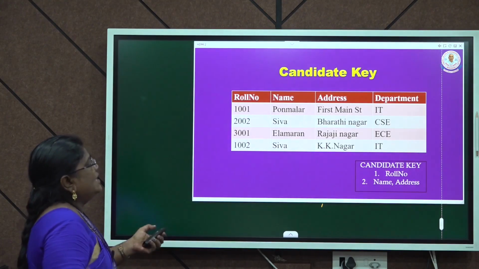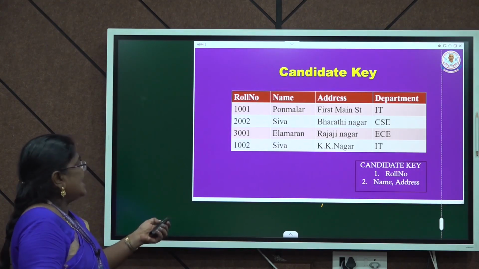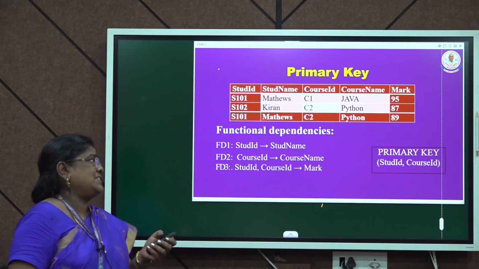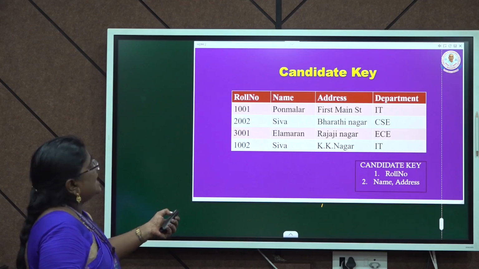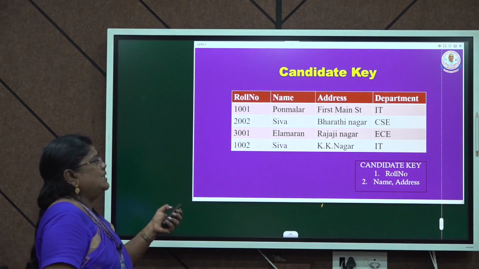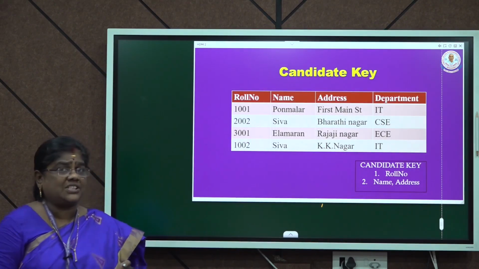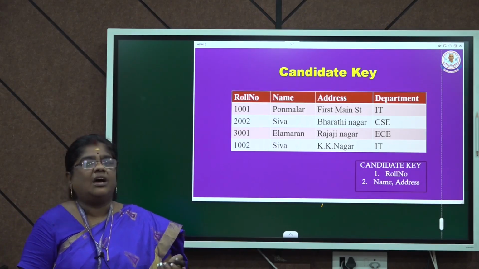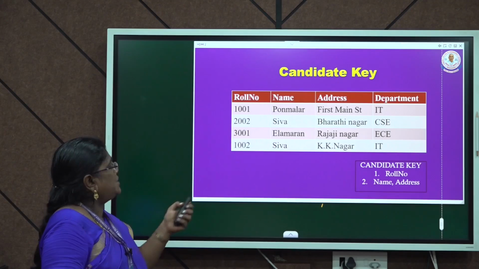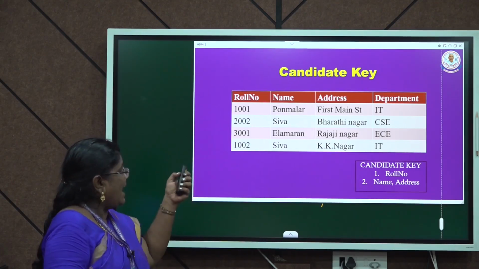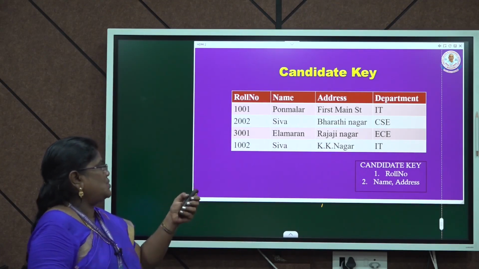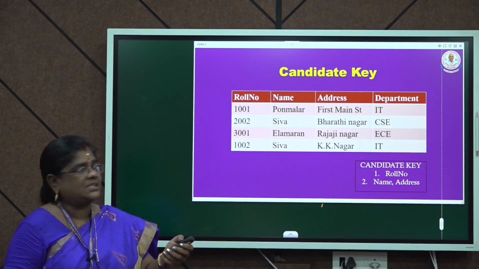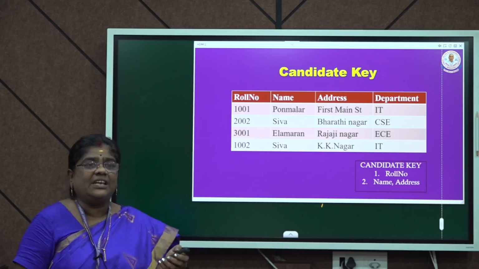Now this is the candidate key. In the previous slide, I told about the stud ID and the course ID for your better understanding. And now I am taking another simple table, we can say a relation in database management system. Relation as well as table are the same only. And the attributes or field names, we have 4 attributes: roll number, name, address and department. And we are going to find the keys.